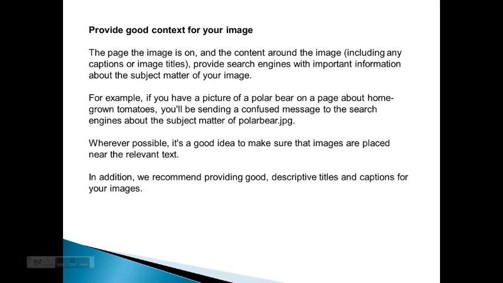Provide good context for your image. The page the image is on and the content around the image, including any captions or image titles, provide search engines with important information about the subject matter of your image. For example, if you have a picture of a polar bear on a page about homegrown tomatoes, you'll be sending a confused message to the search engines about the subject matter of polarbear.jpg. Whenever possible, it's a good idea to make sure that the images are placed near the relevant text. In addition, we recommend providing good descriptive titles and captions for your images.